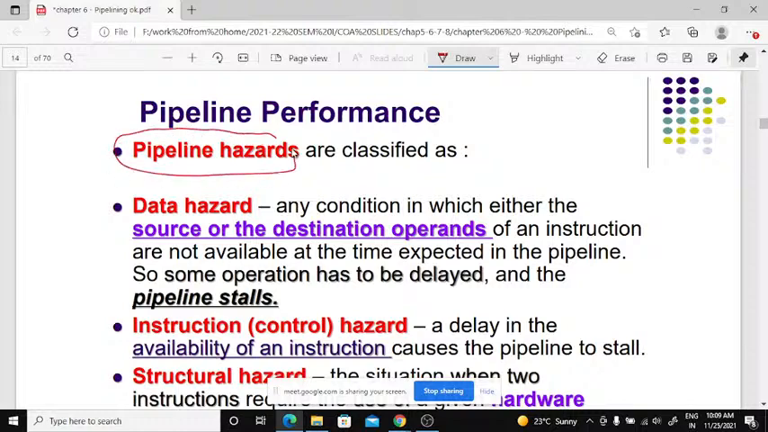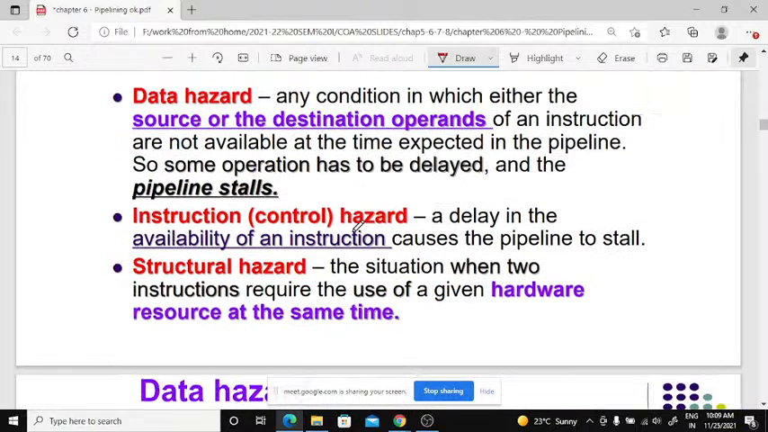Pipeline hazards, what are the different types of hazards? Yesterday we discussed this. There are 3 types of hazards. One is a data hazard. As the name indicates, data means it deals with the operands. A data hazard is any condition in which either the source or destination operand of an instruction is not available at the expected time in the pipeline.